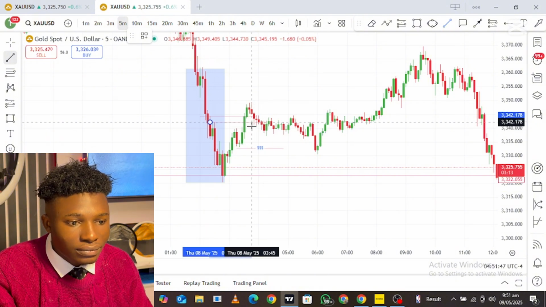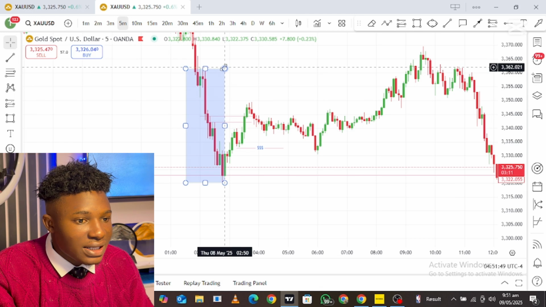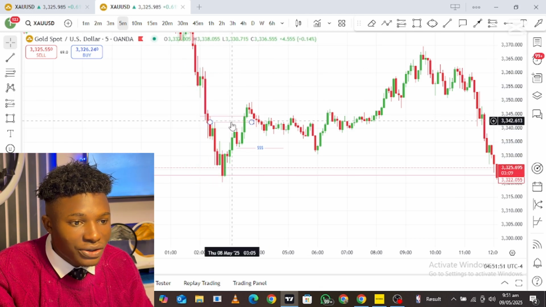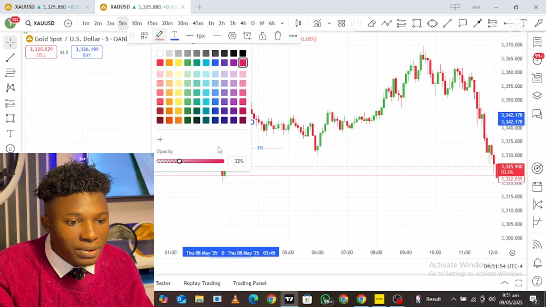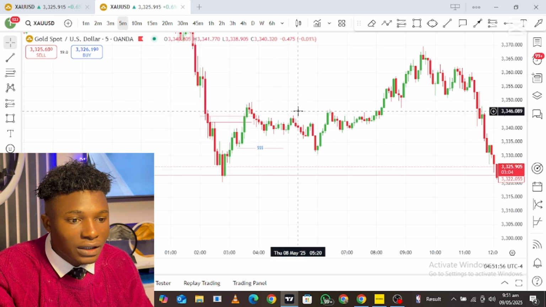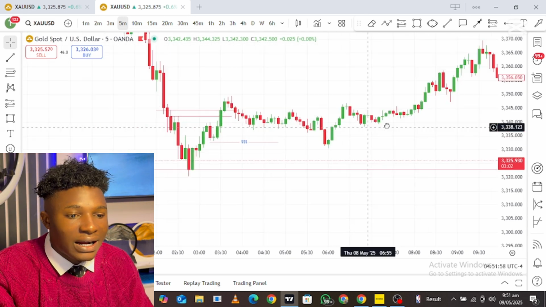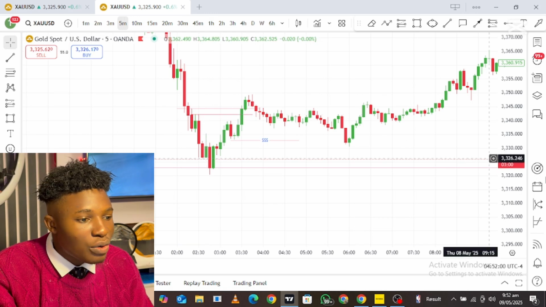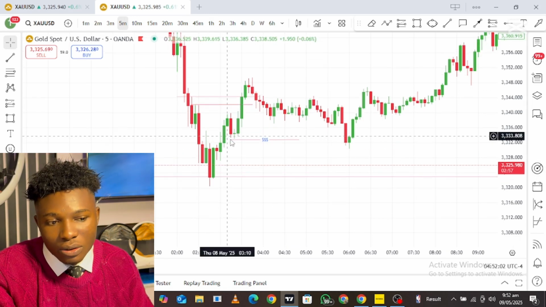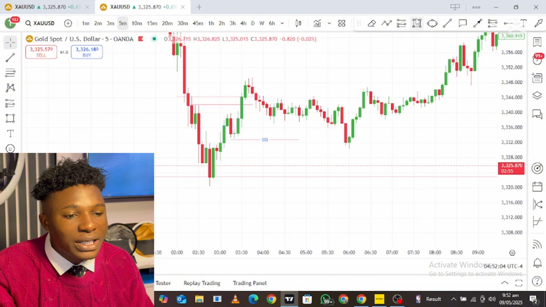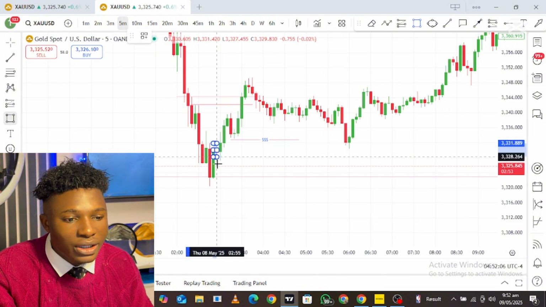I don't know if you guys can see this candle very well. This is my drawing, let me increase the opacity. So price ended up breaking this particular high right here. I was anticipating for price to take out this particular low as a liquidity, and then respect the order block below it. And this is the order block below it.